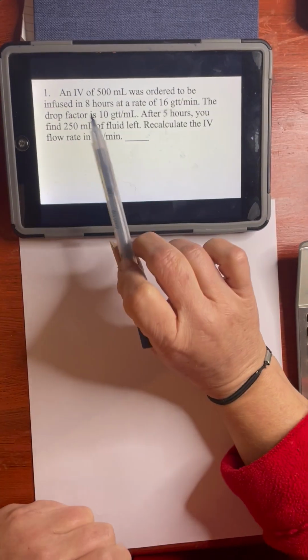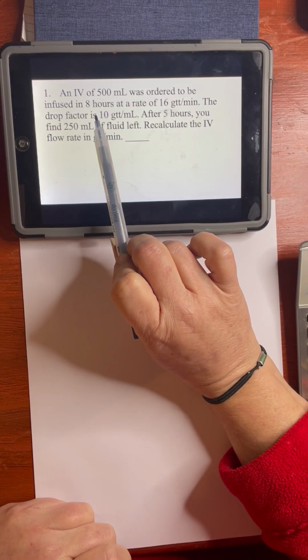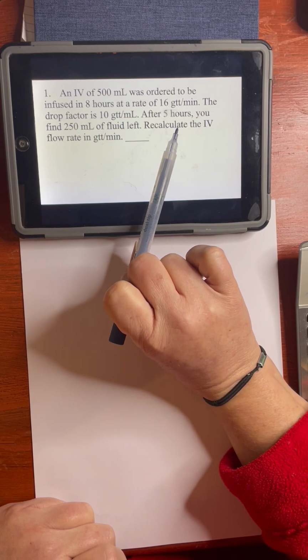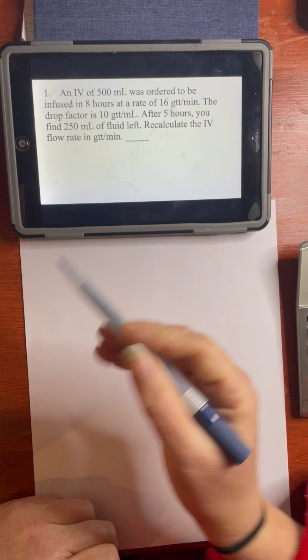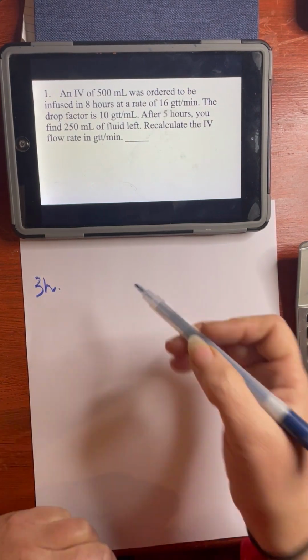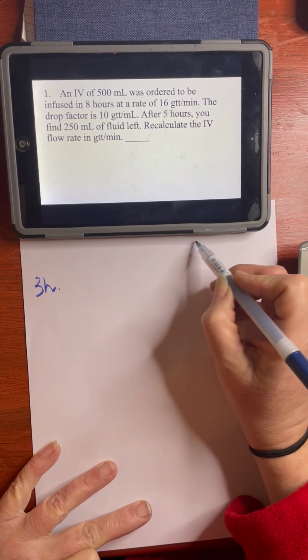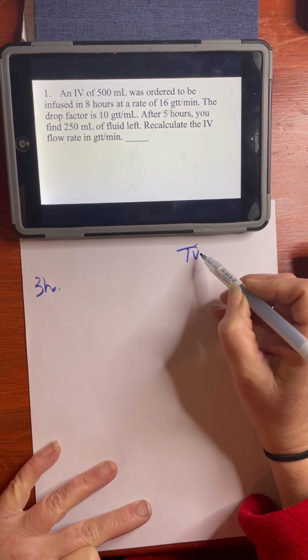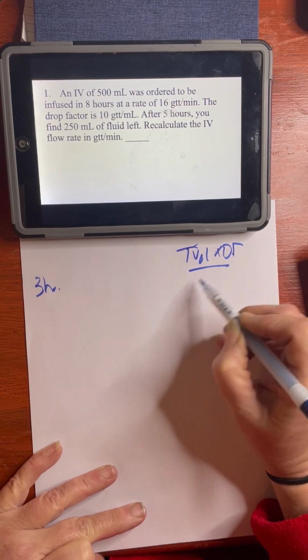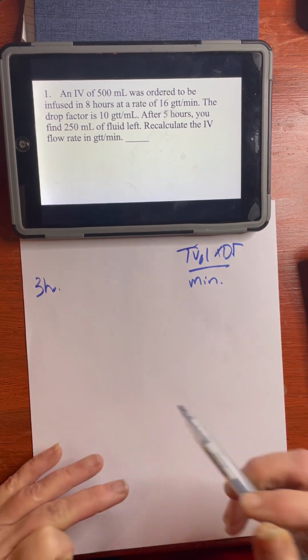The whole thing was supposed to go over 8 hours, and we found it after 5, so there's 3 hours left, right? So let's write that right there, 3 hours. And remember, the formula is total volume times the drop factor divided by the time in minutes.